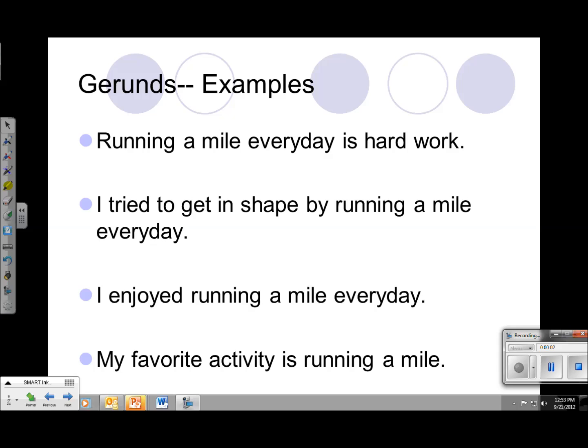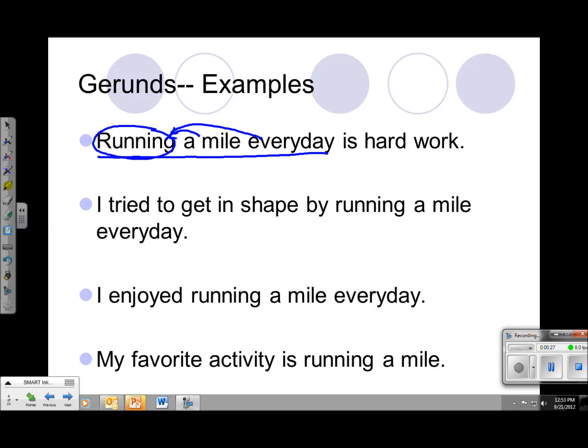Let's take a look. Gerunds are typically pretty easy to find since they always end in ing, but sometimes they're hard to identify. So first we're going to find them all, then I'll show you how to identify them. In this first example, running a mile every day is my gerund. It starts with the ing word, running, and then includes what it is talking about. Running what? Running a mile, when, every day. So since those modify running, they're part of the phrase.